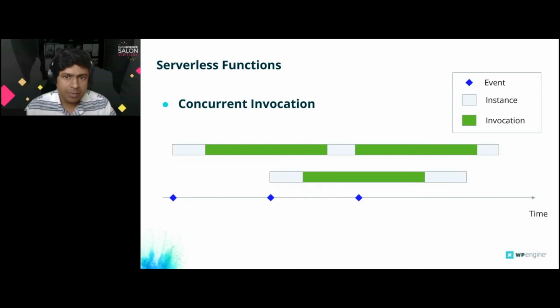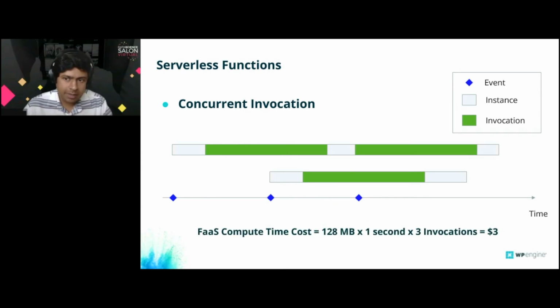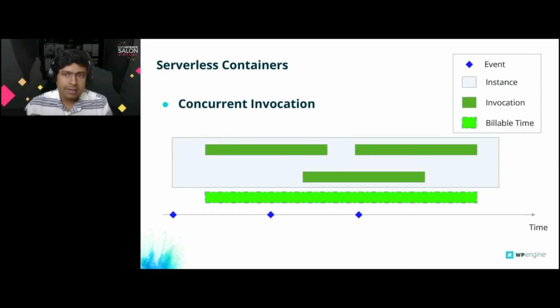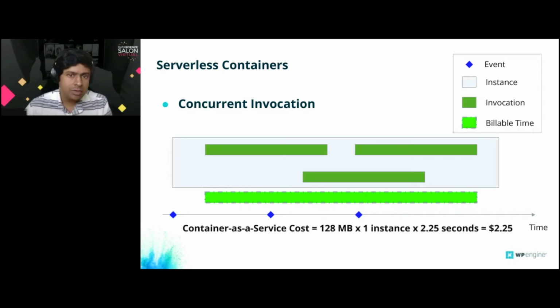So now let's compare these two from a cost perspective. Let's assume that I allocate 128 megs to my serverless function and it runs for 1 second. Let's also assume that 128 megs for 1 second costs $1. Now the real cost is much, much lower, but this is just for illustrative purposes. So with that, the cost per run for actually serving these 3 events comes up to $3. With serverless containers, the same instance is able to serve all these 3 events concurrently. Assuming the same cost structure, we only get billed a little bit more than $2 to serve these 3 events.